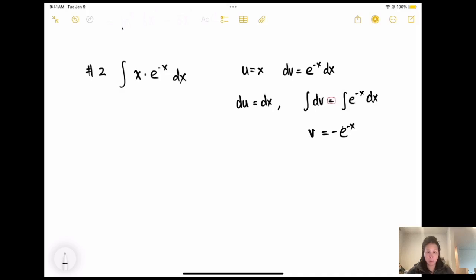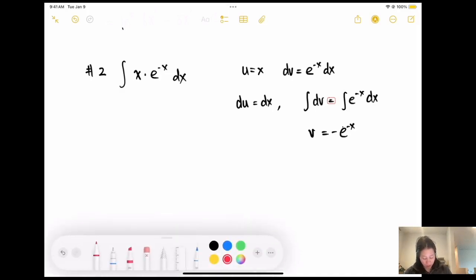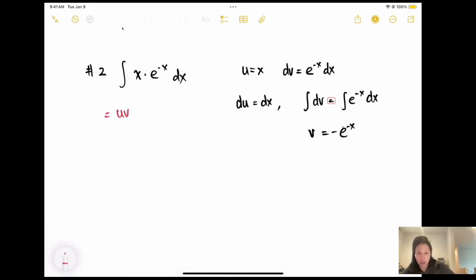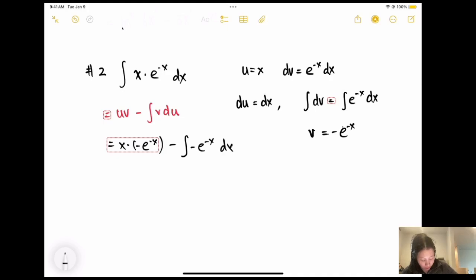The next part is to apply the integration by parts formula, and I'm going to write the formula here again. This is equal to uv minus the integral of v du. Our u is equal to x, v is equal to negative e to the negative x, and then minus the integral of v du, where v is negative e to the negative x and du is equal to dx.